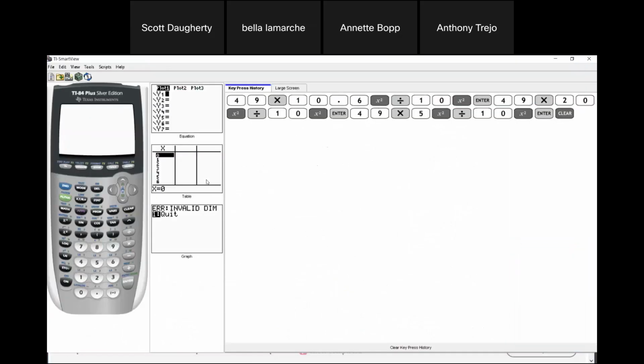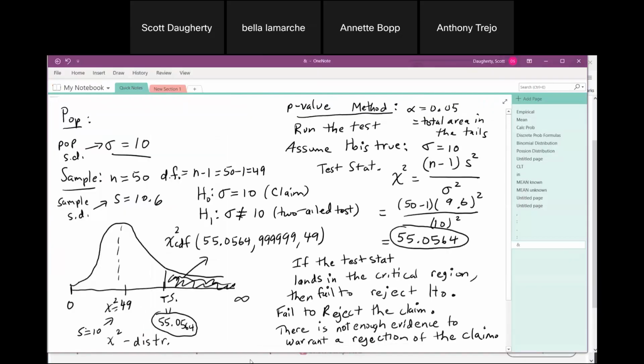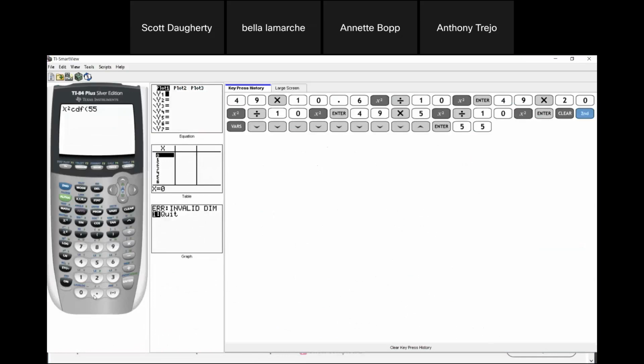So let's see what we get. Go to distribution, scroll down to chi-squared CDF. Then the left chi-square value, 55.0564, comma, the right or upper chi-square value, which is infinity. So just put in a bunch of nines. And then the degrees of freedom, which is 49. Okay, so the area trapped between those two chi-square values is about 0.256.